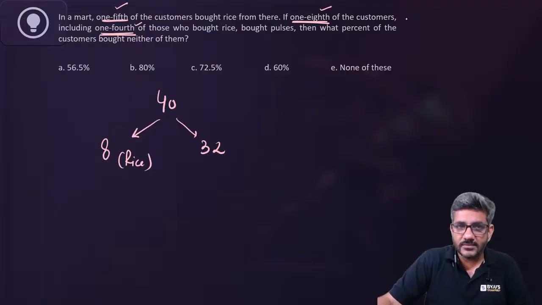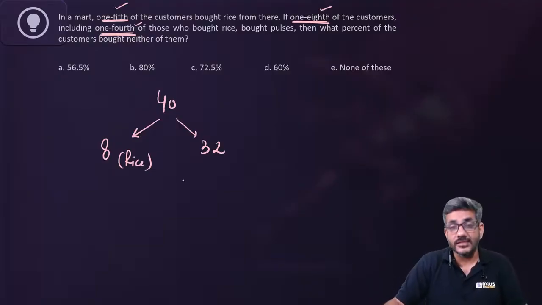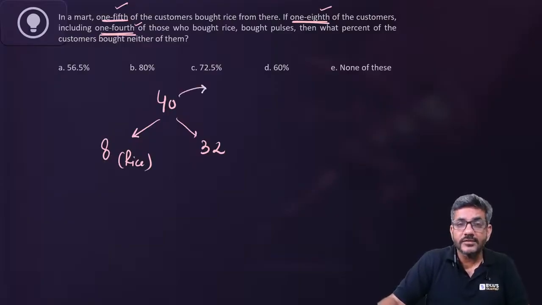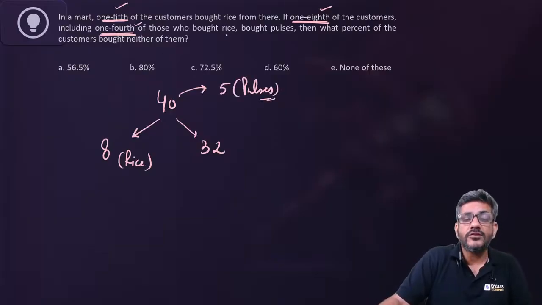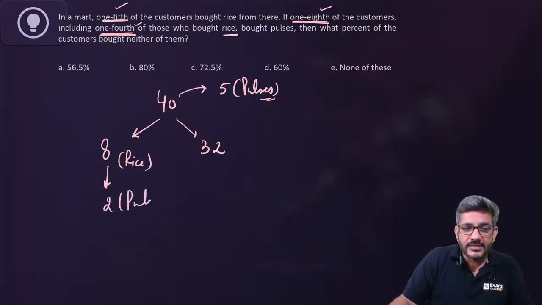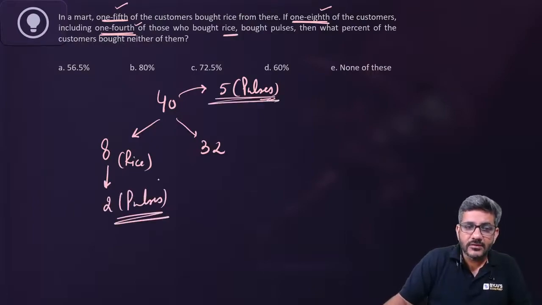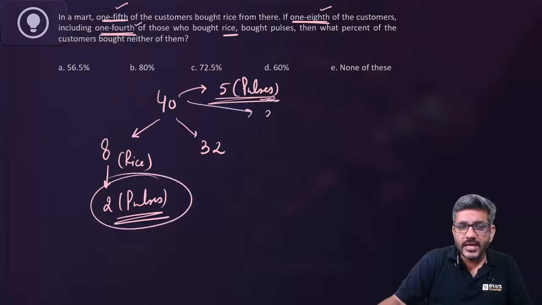1/8 of the customers, including 1/4 of those who bought rice, bought pulses. So how many people bought pulses? 1/8 of this is 5 people bought pulses. Including, he says, 1/4 of those who bought rice. Iska 1/4. So out of these 8 people, 2 people bought pulses. So can I say out of these 5, 2 are already here. So 3 more people bought pulses.